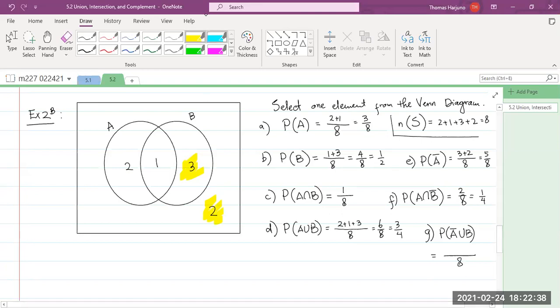Or inside of B. Inside of B refers to this. Because this is union, as long as you color it at least once, you count it in. That will be 2 plus 3 plus 1. That will be 6 over 8.